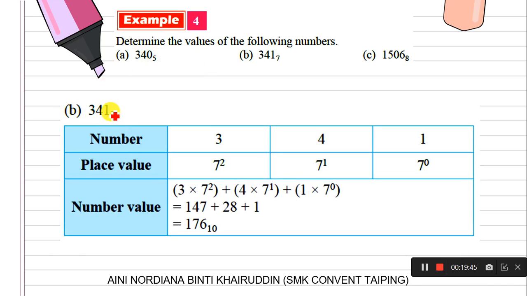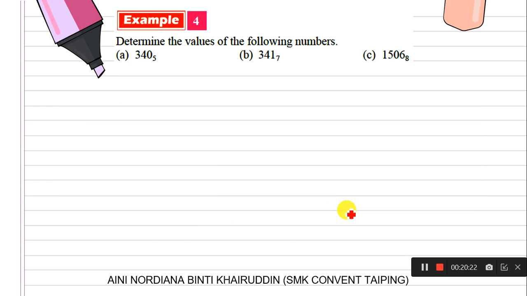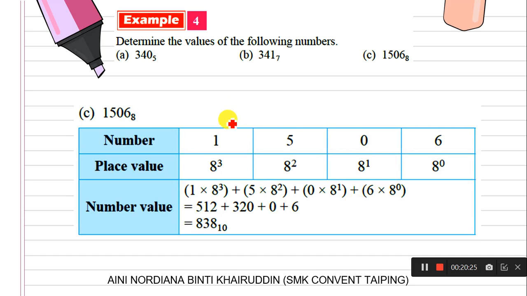So for B, since this is base 7, the base value will be 7, starting with 7 to the power of 0. So for the first row, write the question 341. Second row, place value. Then this is actually 3 multiplied with 7 square, 4 multiplied with 7 to the power of 1, 1 multiplied with 7 to the power of 0, then the total is the number in base 10. So same goes to example C.